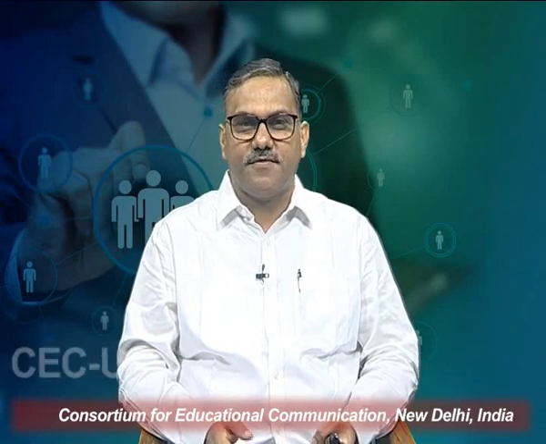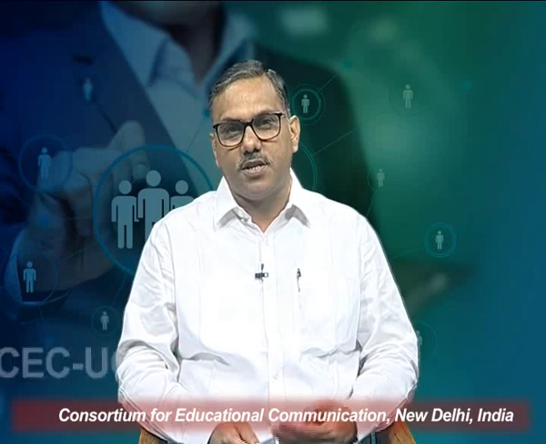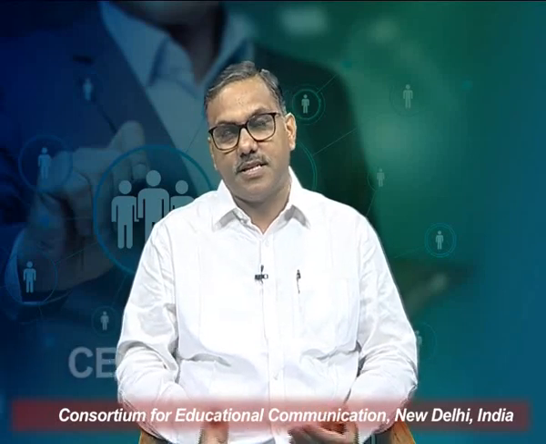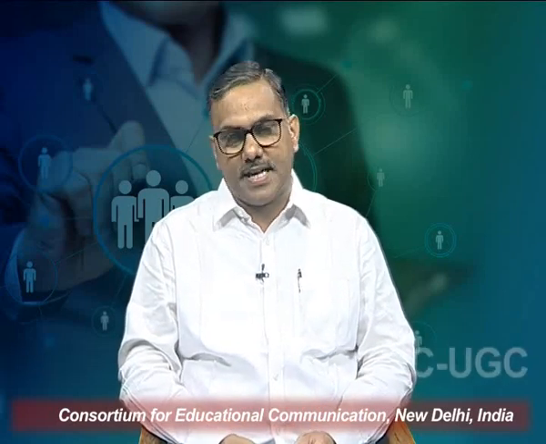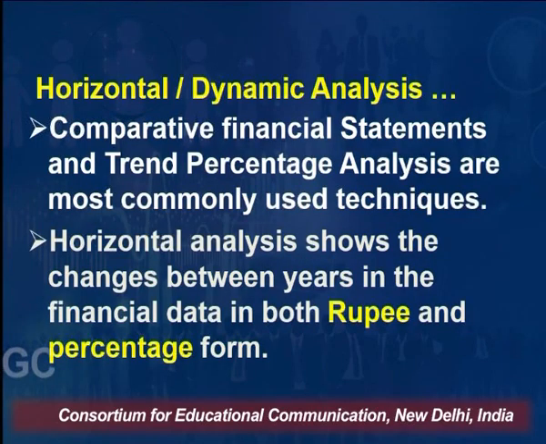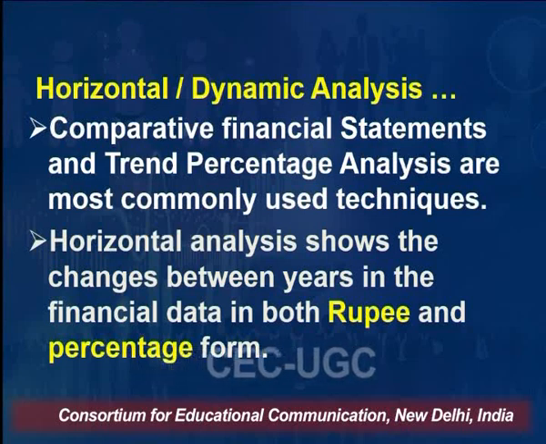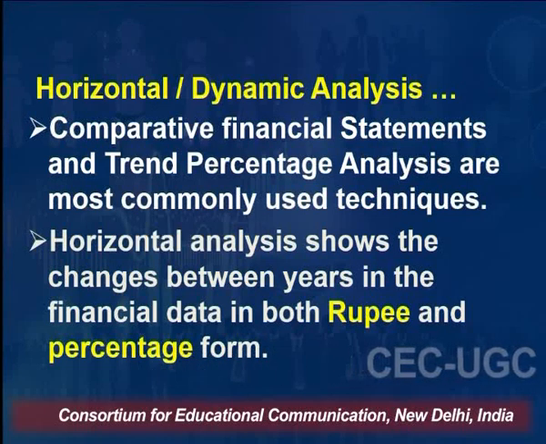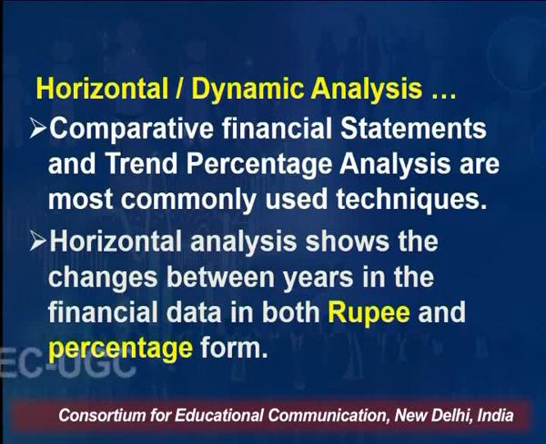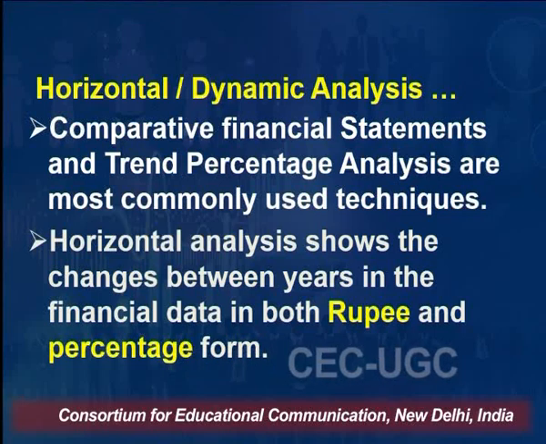So of course when I have data of 2-3 years or 2-3 companies, then it is going to be called horizontal analysis. And this analysis basically indicates the changes between the years in financial data in two terms. One in terms of absolute, that is in terms of rupee as far as India is concerned, and another is relative, that is in terms of percentage.